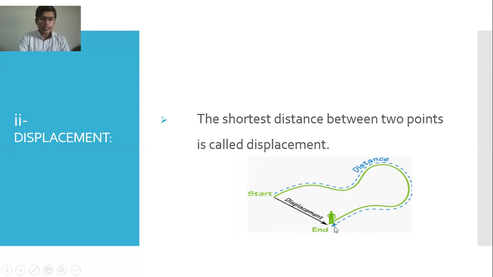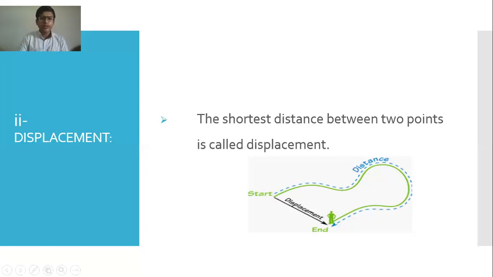Now, when we talk about displacement, displacement is the shortest distance. If I talk about the shortest distance between the start and the end point, this is the shortest distance, so this is the displacement. And when I talk about distance, this is the distance which has been shown in the figure. This whole length of the path, if I calculate it, will be the distance. But if I talk about displacement, this is the displacement, which is the shortest distance.